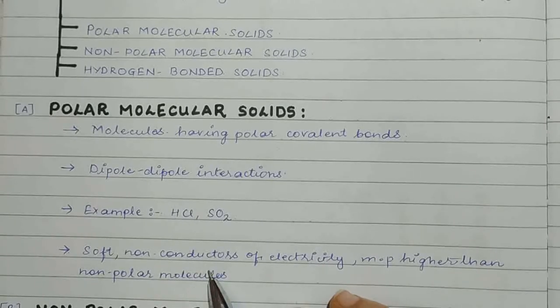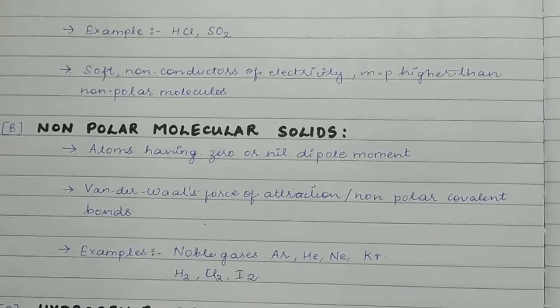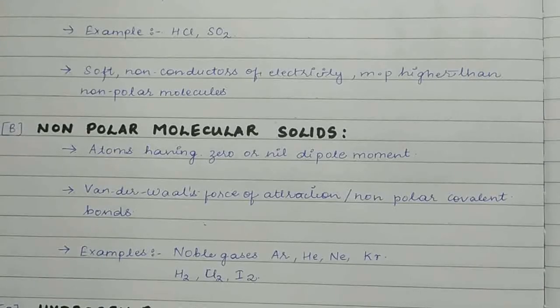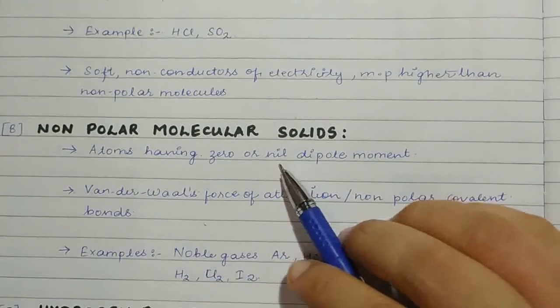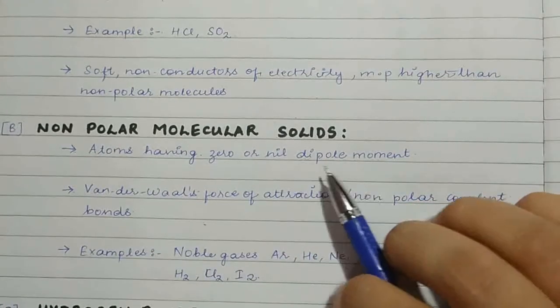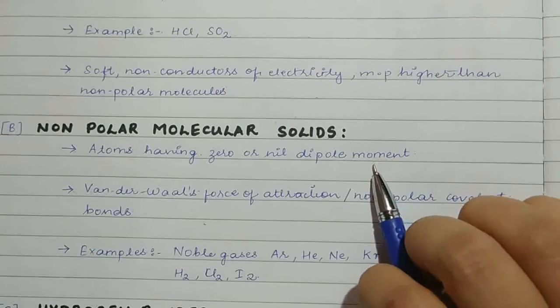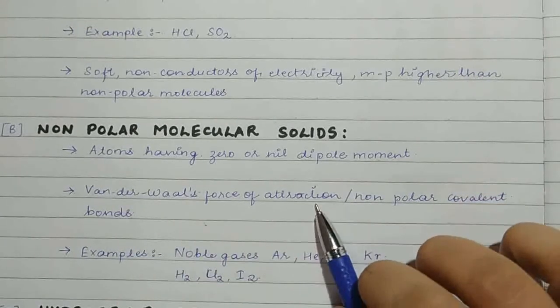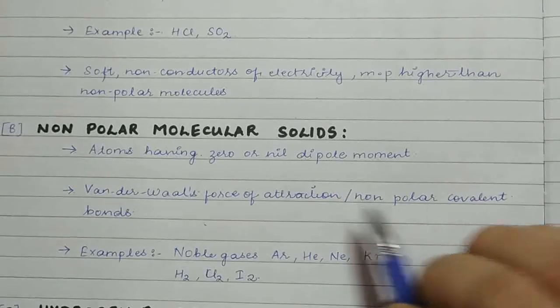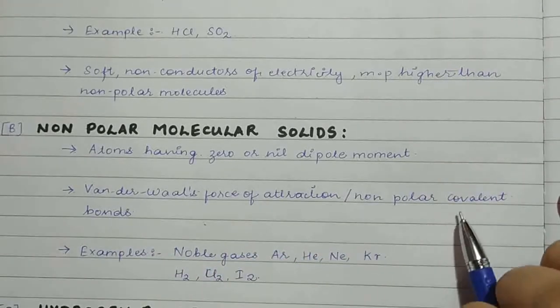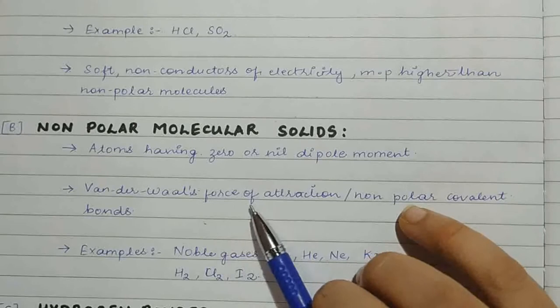Next, moving on to non-polar molecular solids. Non-polar molecular solids are those which are exactly opposite to polar. They have zero or nil dipole moment. Then what kind of force is there between the molecules? It is Van der Waals force of attraction or non-polar covalent bonds. Either a covalent bond or a Van der Waals force of attraction.